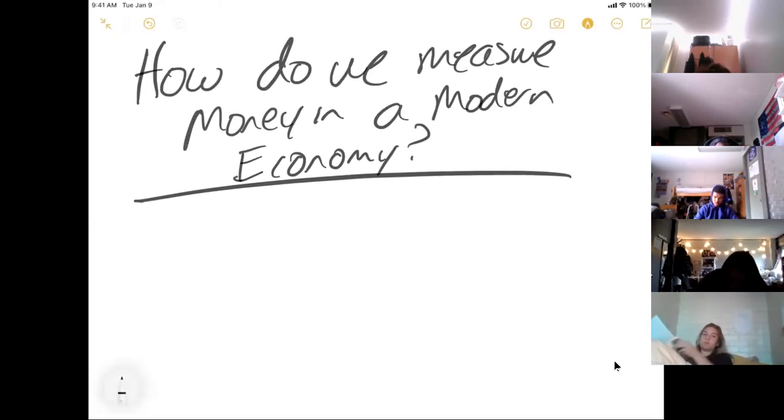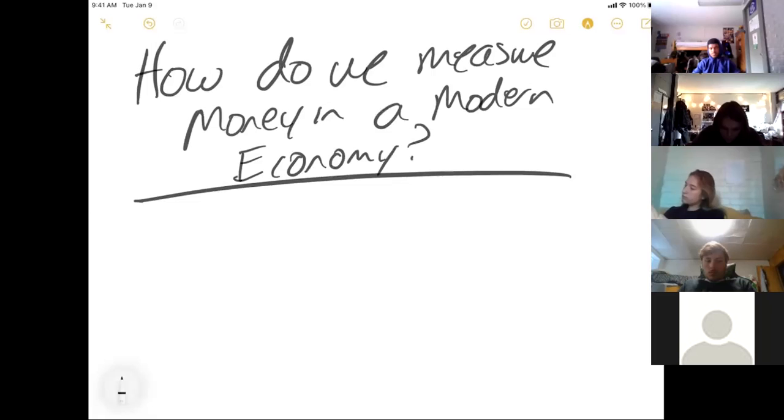Is a checking account money? How about that mutual fund account you have? Is that money? Money in the stock market, or holdings in the stock market, is that money? Is Dogecoin money?